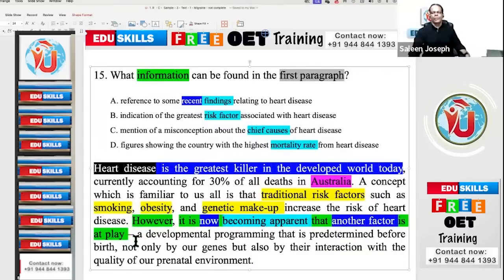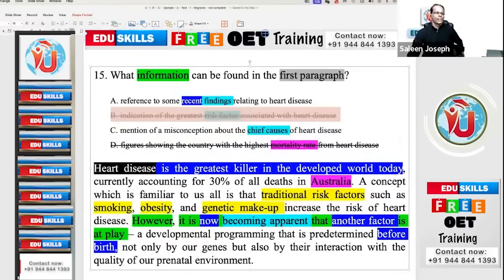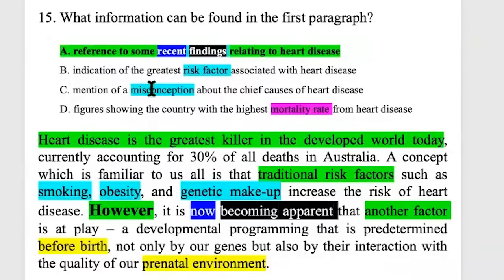Then after the hyphen, whatever comes is just explaining that particular thing. See, another factor at play. What factor? That's being explained now: a developmental programming that is predetermined before birth, not only by our genes, but also by their interaction with the quality of a prenatal environment. Hope that is clear. So it looks like this.